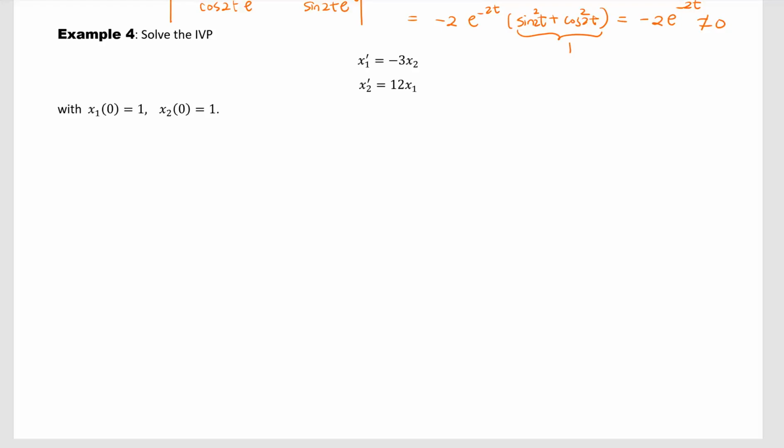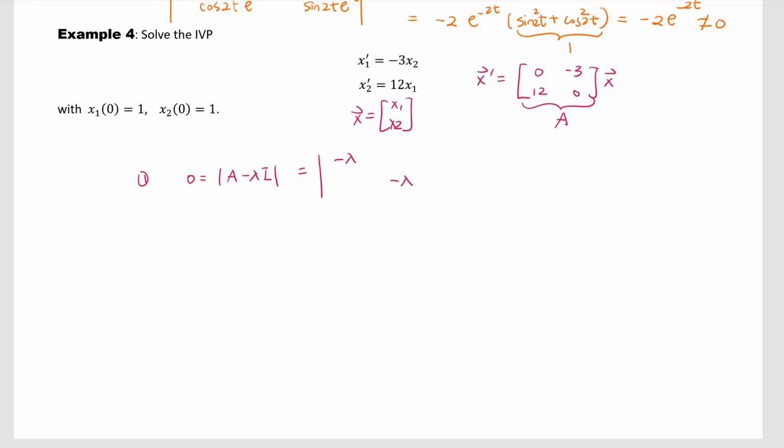So let's see. Let x be x1, x2. Well, then this system is like x prime equals 0, negative 3x2, 12x1, and 0x. Okay, so this is our A. Alright, so first step computes the characteristic equation, which is A minus lambda I. That means we subtract lambda from the diagonal elements, and the other entries stay the same.